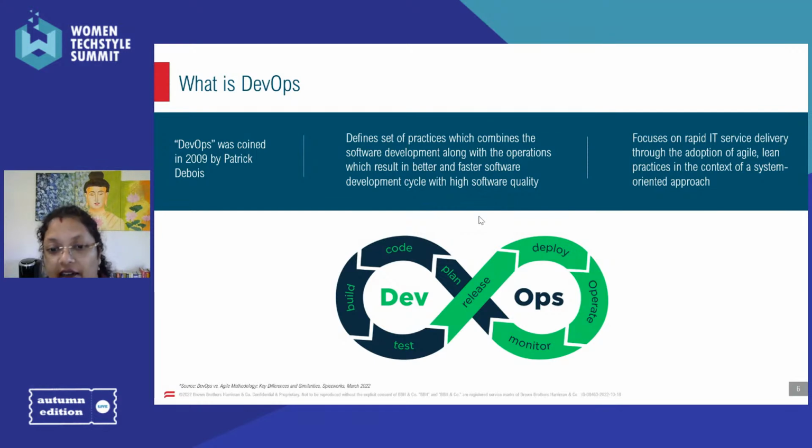If you look at the diagram below, it's an infinite loop wherein the development team will plan, code, build, and test, and then overlap with operations during release. We'll deploy, operate, and monitor, and the iteration keeps on going. So this focuses on rapid IT service delivery through the adoption of agile and lean practices such as automation, removing unnecessary code, things like that.